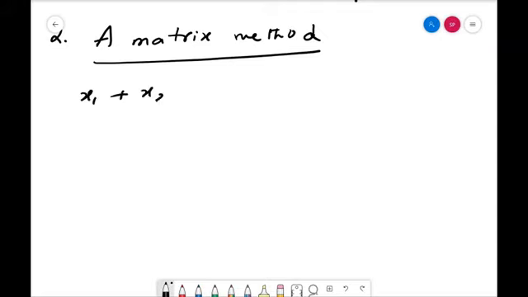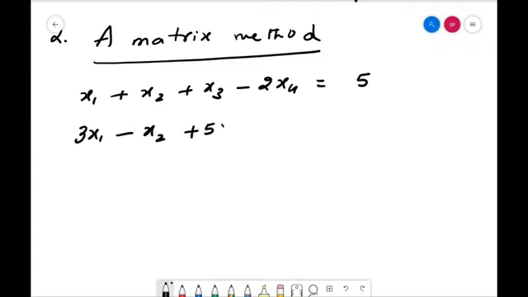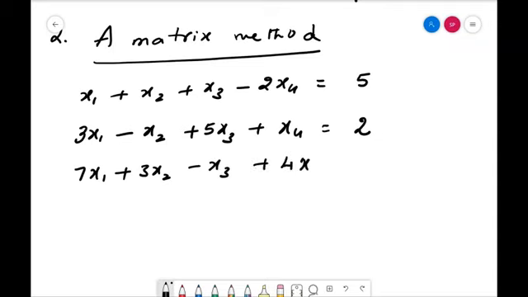x1 plus x2 plus x3 minus 2x4 is equal to 5. Then 3x1 minus x2 plus 5x3 plus x4 is equal to 2, and then 7x1 plus 3x2 minus x3 plus 4x4 is equal to 1. So I have a system of equations here which are non-homogeneous equations.